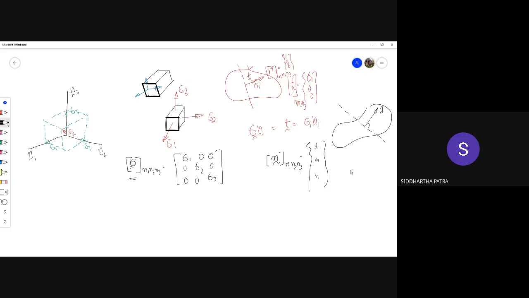Where the relation is L squared plus m squared plus n squared equals 1. Or if I know two of the values, then let's say n squared is 1 minus L squared minus m squared.